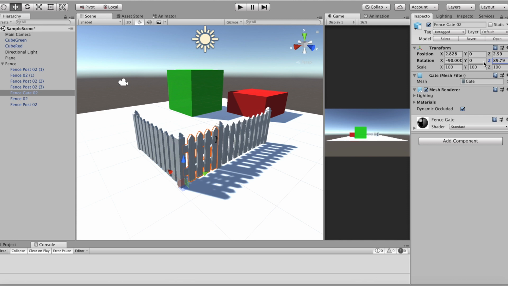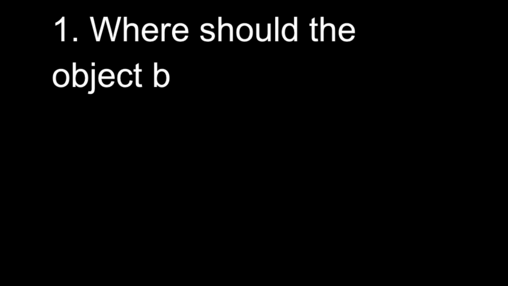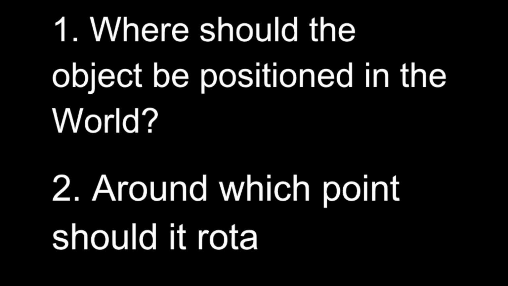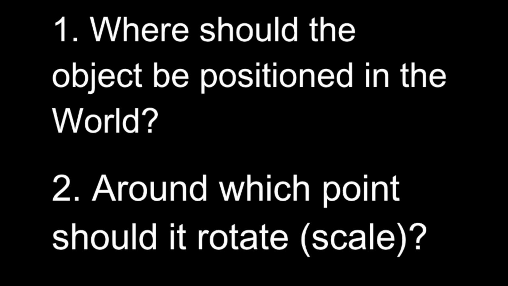That means when you create a game asset and you're thinking about the origin, you should ask yourself two things. First, where do I want the object to be positioned? And second, where do I want the pivot point of that object to be?